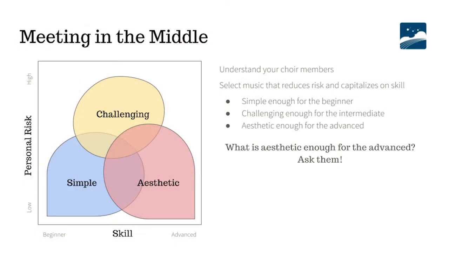All right, so what we want to do is select music that reduces risk and capitalizes on skill. And so we want the music to be simple enough for the beginner, challenging enough for the intermediate, and aesthetic enough for the advanced. How on earth do you do all three of those things at the same time? Anybody want to offer any ideas?